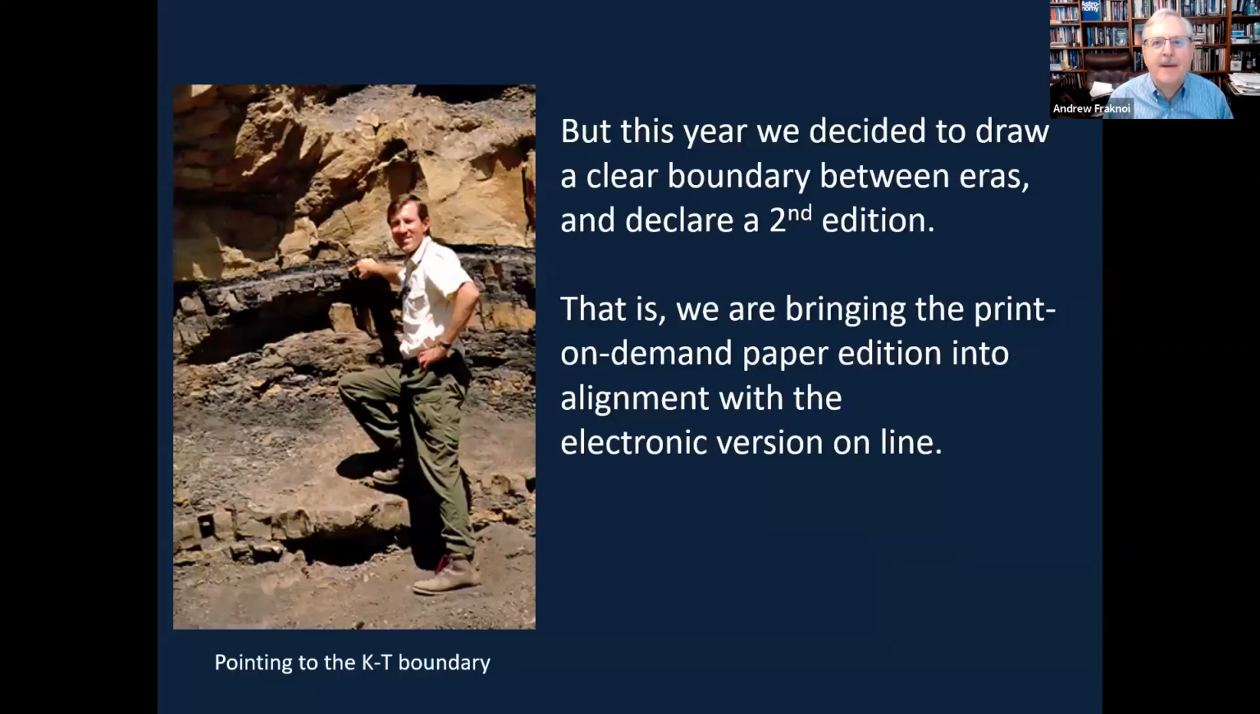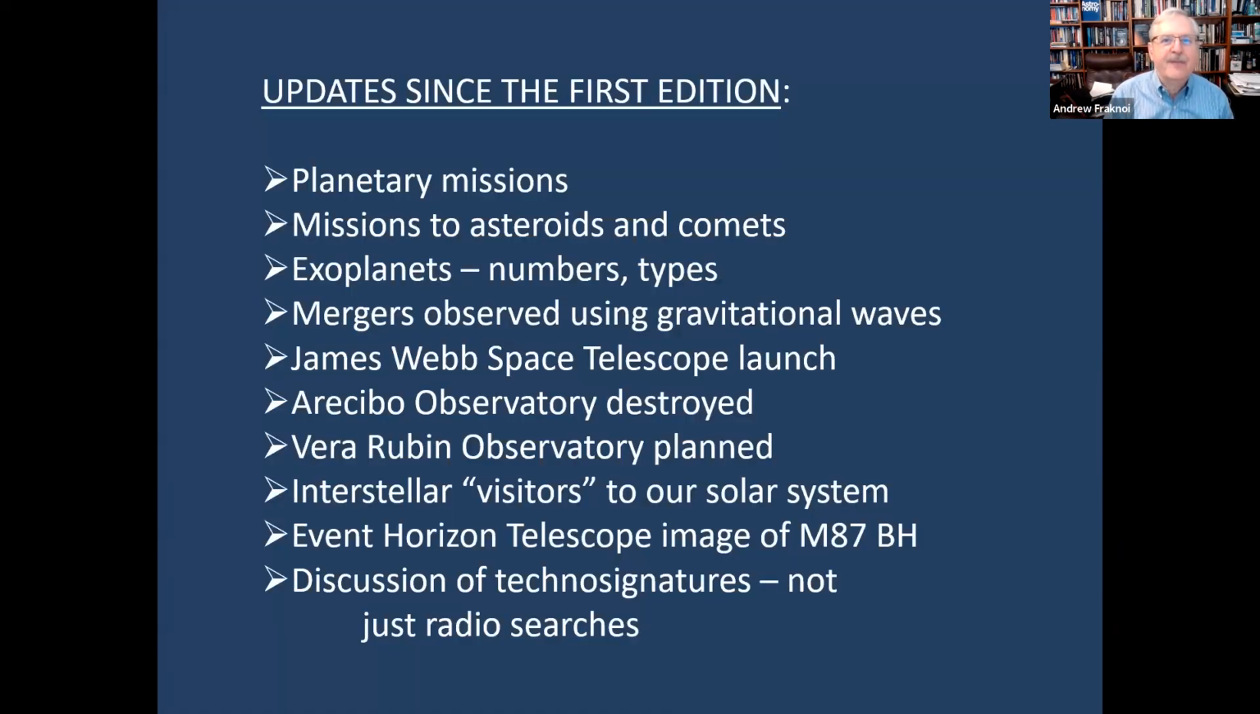But as I say, this year we decided to draw this clear boundary between eras and to declare a second edition. And that means that the print-on-demand paper edition starting this fall will be in complete alignment with the electronic version online and the PDF version. So whichever version your students select to use, it will be completely updated with the latest results. Here are just a few of the things that we've updated since the first edition.